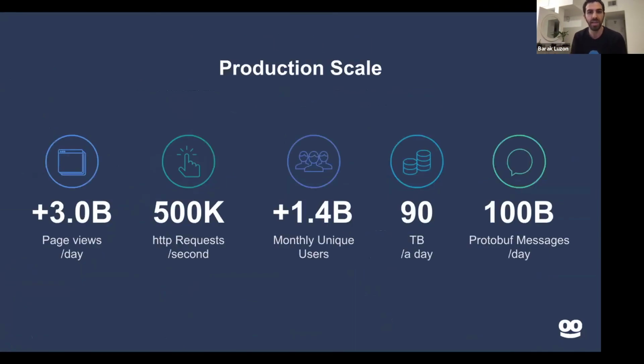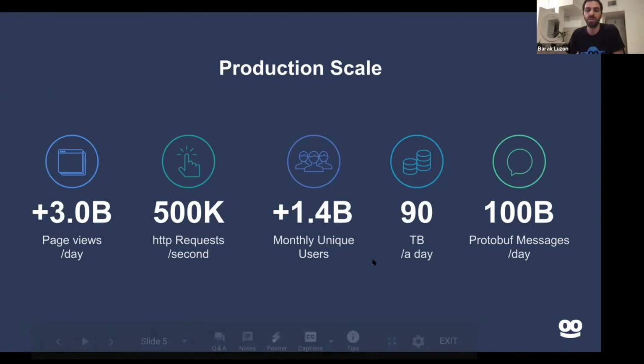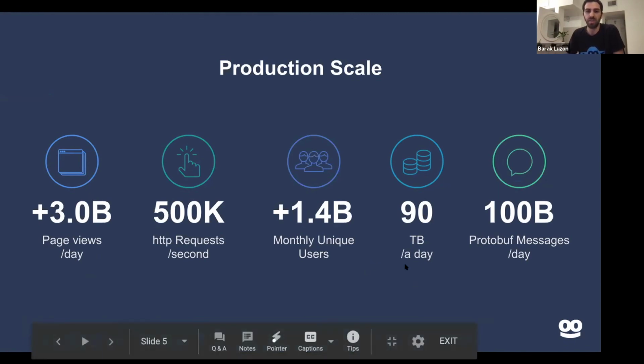A little bit about the scale that's going on at Taboola. We process about 3 billion page views a day. That translates to 500,000 HTTP requests per second to all of our data centers. Our reach is about 1.4 billion unique users a month. And all that translates into 90 terabytes of data that we process on that main Kafka a day.